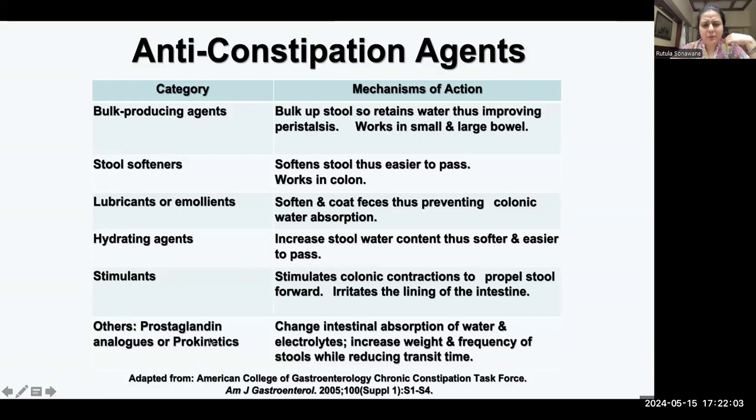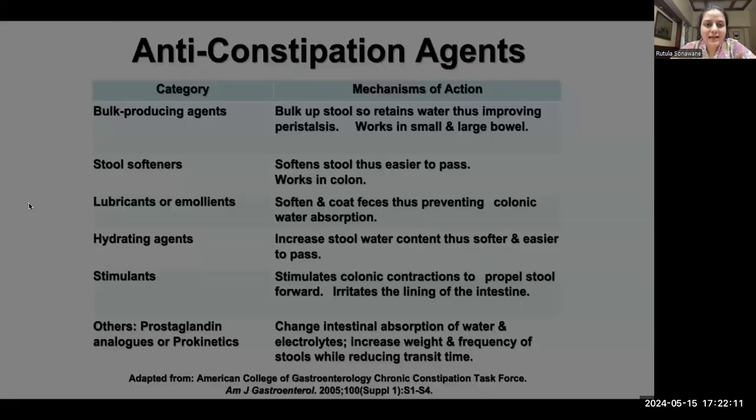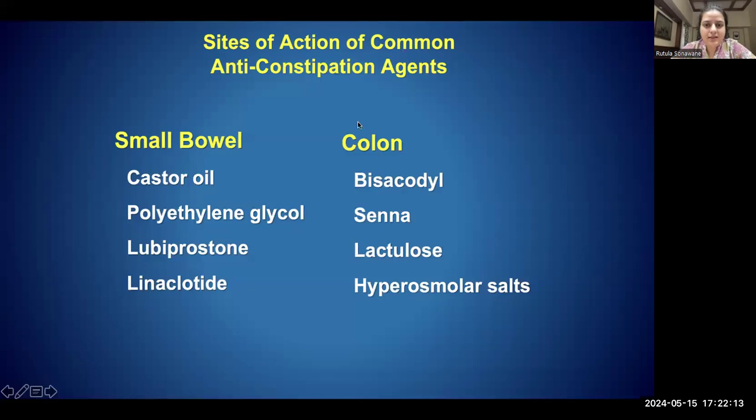Others can be prokinetics or prostaglandin analogs. Then basically these are the sites where these agents act particularly. So if you give castor oil or polyethylene glycol, they act more in the small bowel. In the colon, it's basically your senna derivatives and bisacodyl or lactulose.